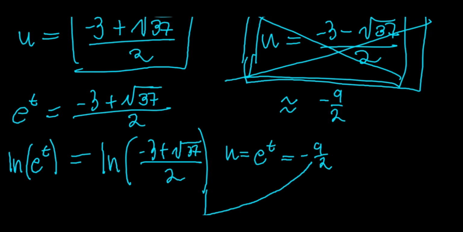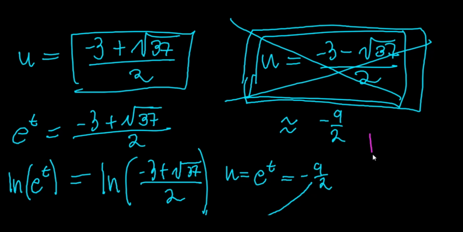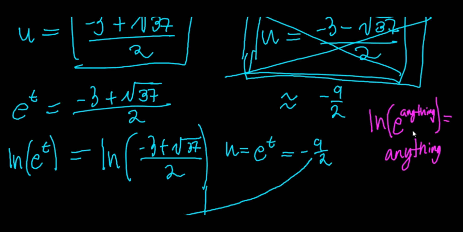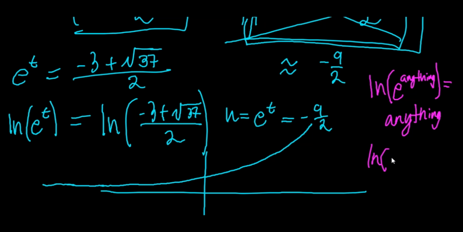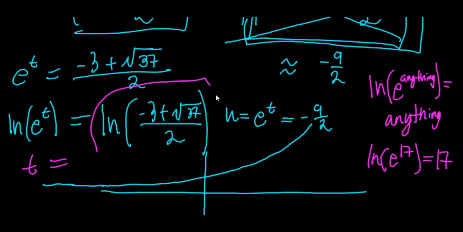And let me remind you, if we take the natural log of e to the anything, then this is just equal to that exponent. You can think of the natural log as stripping the exponent away from e. So if we said natural log of e to the 17th power, then this is just equal to 17. So natural log of e to the t power is just equal to t. And we can't really simplify this much. This is probably as simplified as you can get it.